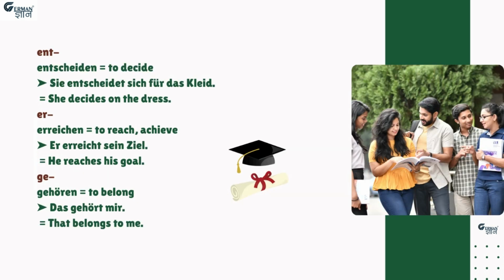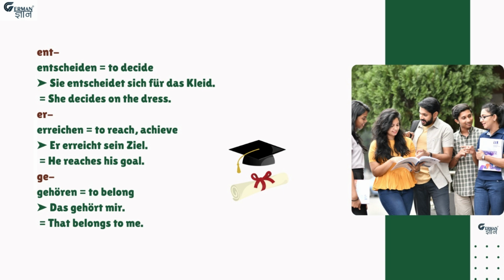Next prefix is ent. Verb is entscheiden, and entscheiden means to decide. For example, sie entscheidet sich für das Kleid means she decides on the dress. Next prefix is er. Verb is erreichen. Erreichen means to reach or to achieve. For example, er erreicht sein Ziel means he reaches his goal.